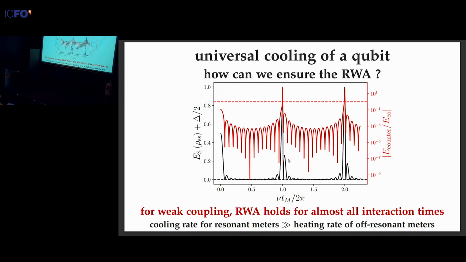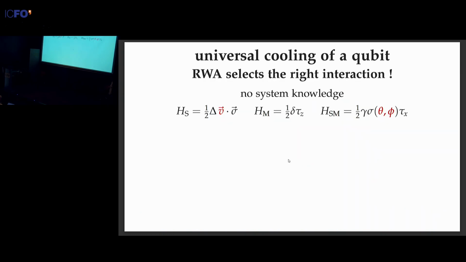Moreover, if you look at the scale here in red, you see that this is logarithmic. So the cooling rate on resonance for resonant meters exceeds the heating rate for the off-resonant meters that could potentially lead to heating by several orders of magnitude. So this is why we win. And now we can model this really in a system agnostic way.